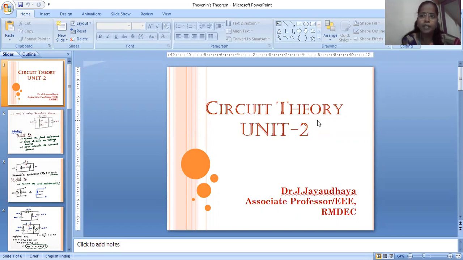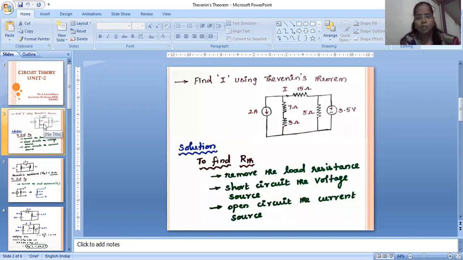So today I am going to take a problem based on Thevenin's theorem. This topic comes under the circuit theory subject in Unit 2. Now I will take one simple circuit, and in this circuit I am going to explain Thevenin's theorem. You see, what is the question given? Find I using Thevenin's theorem.